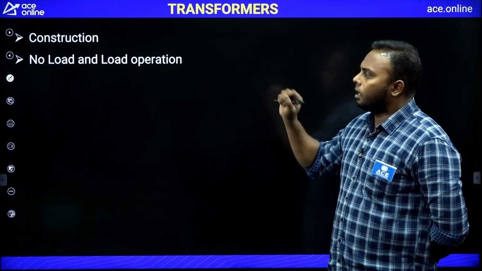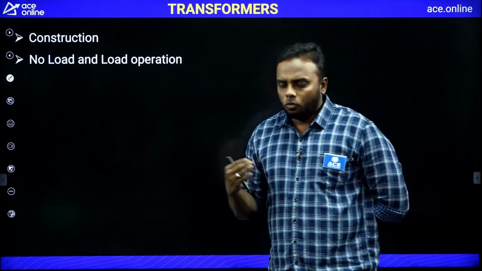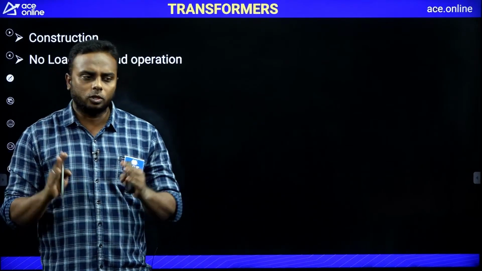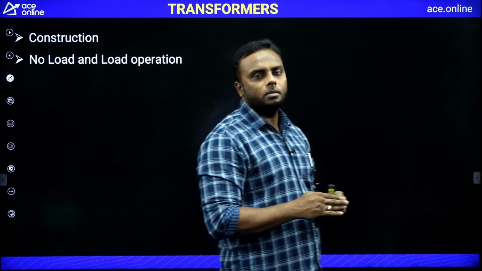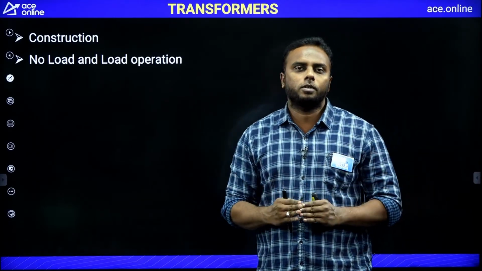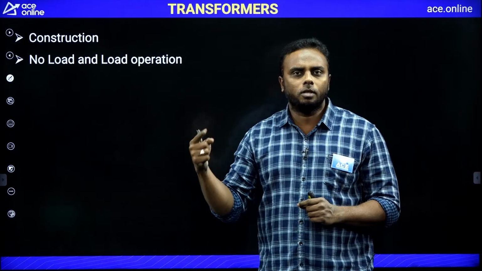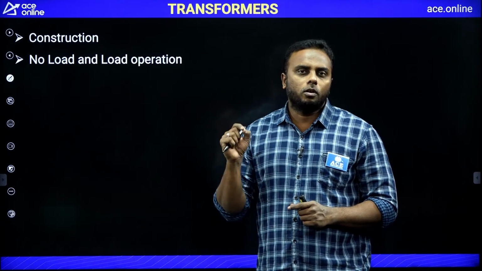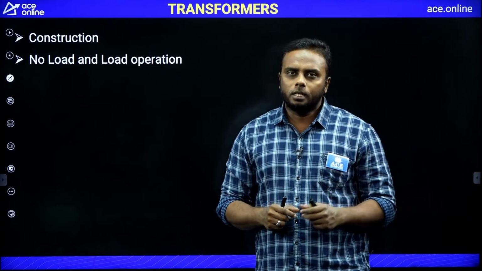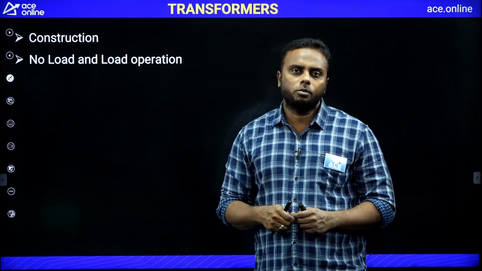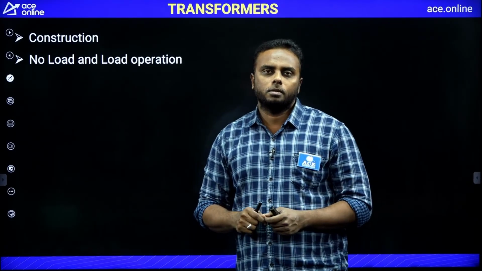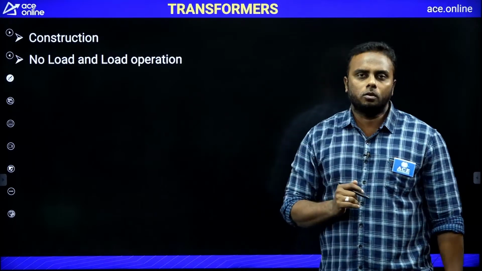Now, the load operation. Whenever loads are connected, the flux production will change on primary and secondary, and the overall flux in the core will remain the same, because the primary and secondary fluxes cancel each other whenever the load changes. So we call it a constant flux device. In load operation we again draw phasor diagrams for different cases: lagging power factor, leading power factor, and unity power factor. So these are important from no load and load operation.